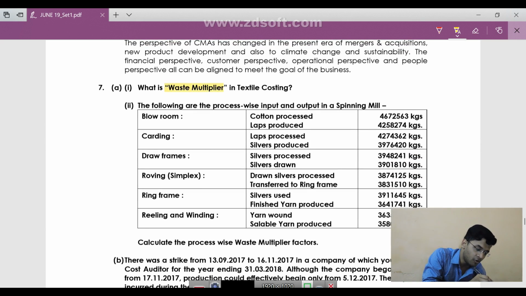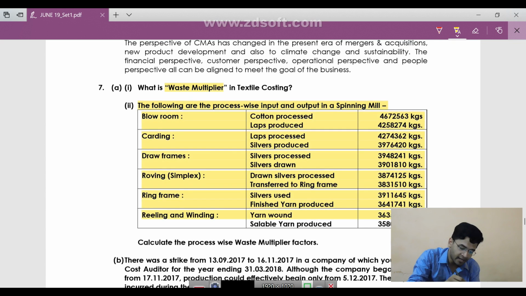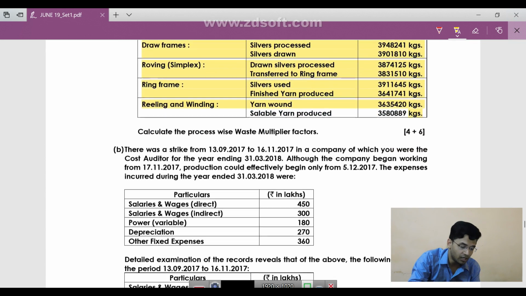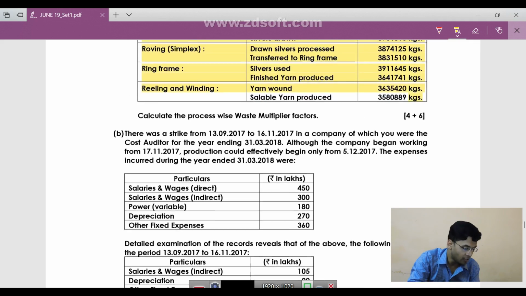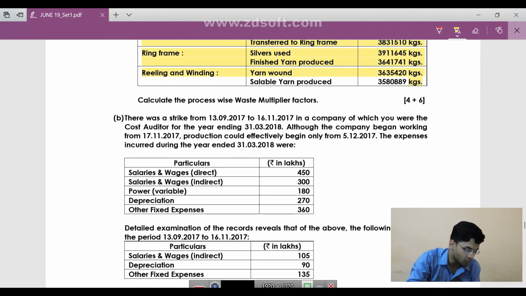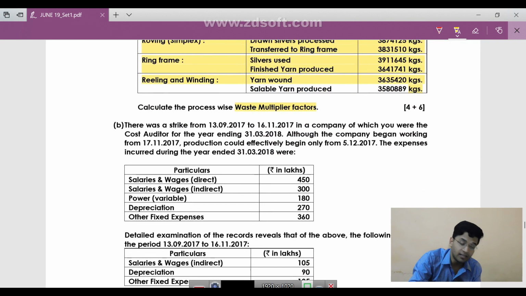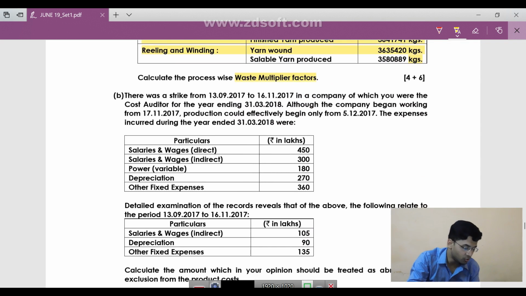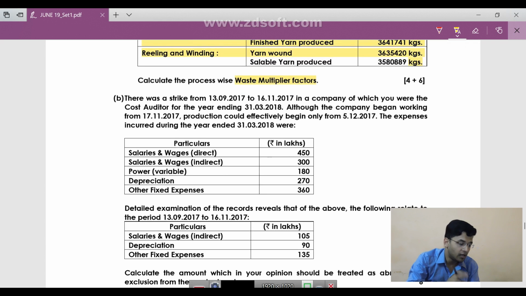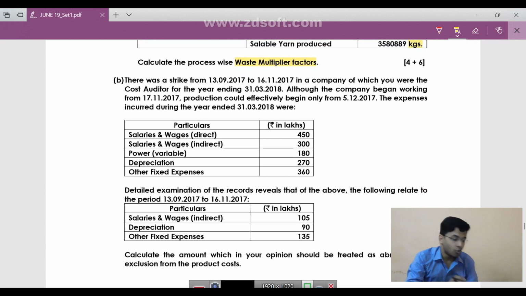Next comes this waste multiplier, guys. I already have a video on my channel on waste multiplier. I have analyzed this entire concept and made you understand it in another video. You can check out that video if you want to see it. I'll also give a link in the description box. This is a very important aspect. Undoubtedly, for every second attempt, waste multiplier is coming in the examination. You cannot miss revising waste multiplier.